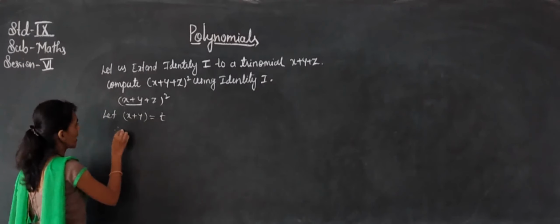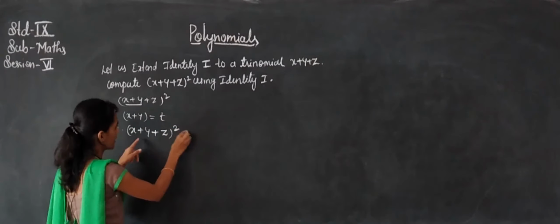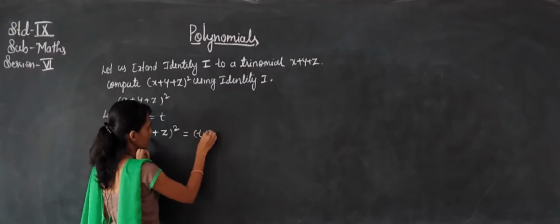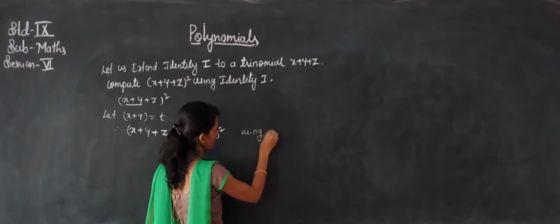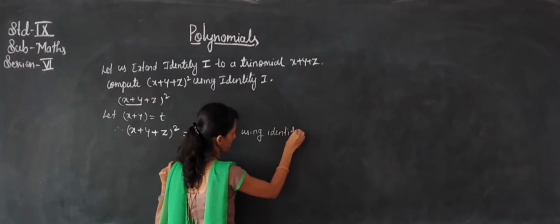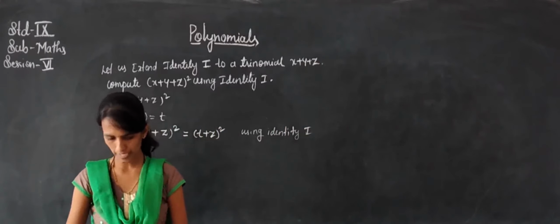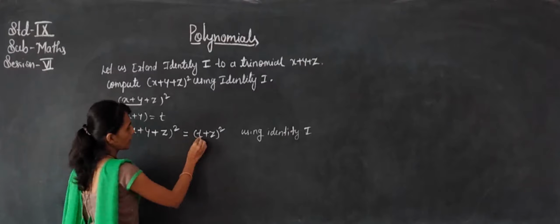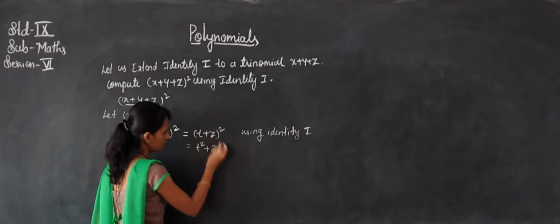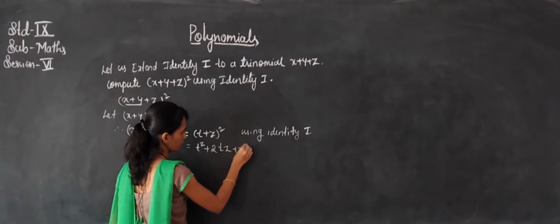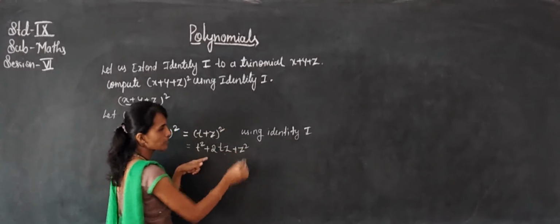So (x + y + z)² equals, we can write, (t + z)². Now we put identity 1 here. Using identity 1, what do we have to do? (t + z)² equals t² + 2tz + z², using identity 1. So (t + z)² equals t² + 2tz + z².